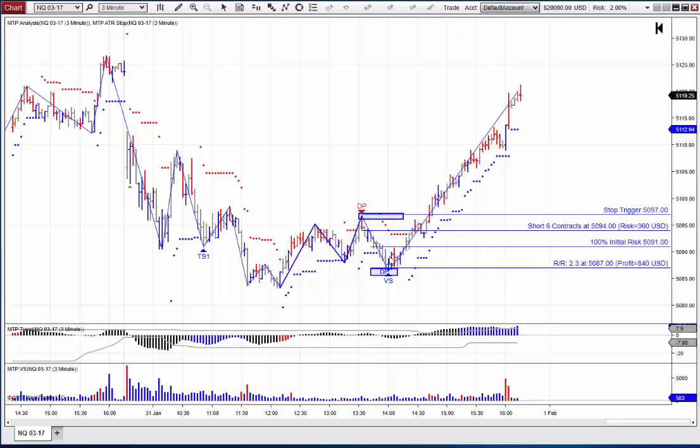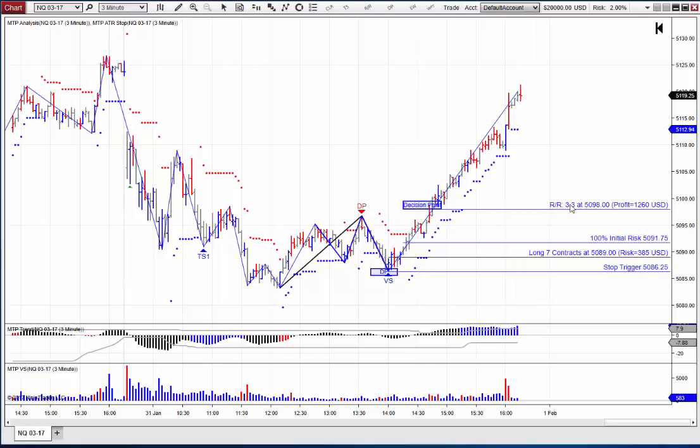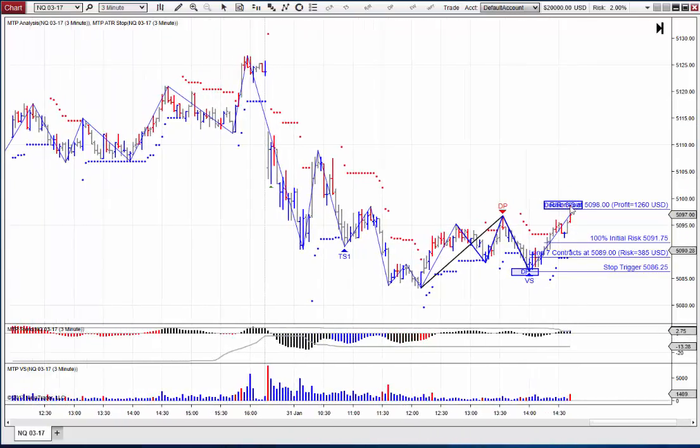But the one I liked was this VS setup here. If I place the analysis on, another 3.3R profit. But when the market got up to the first target, can you see how we just exceeded our strength band? In other words, this little grey band here on the MTP trend had been exceeded by the MTP trend indicator itself. That was indicating the market was strong and therefore likely to run a bit further.